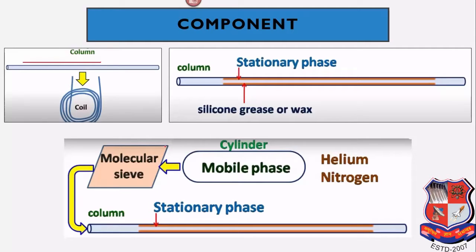Also, the mobile phase contains helium or nitrogen gas, which provides movement. So your sample can be moved from one place to another, where the molecular sieve will be provided. Whenever we have to input a sample, the sample flows from the input point to the stationary phase.